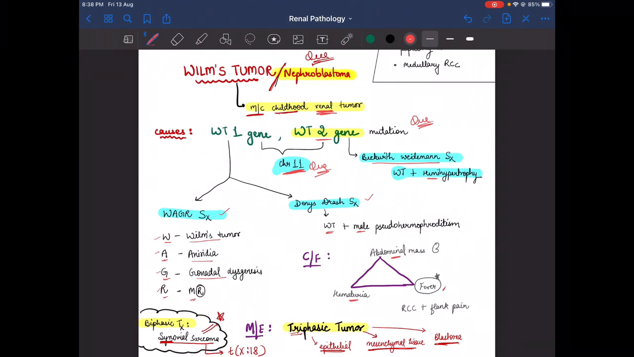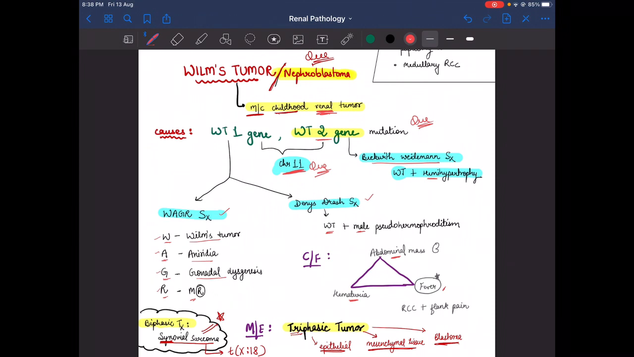Flank pain may also be present, and maybe there is renal cell carcinoma. But other than this triad of abdominal mass, hematuria, and fever present in Wilms tumor, these are the clinical features of the Wilms tumor.